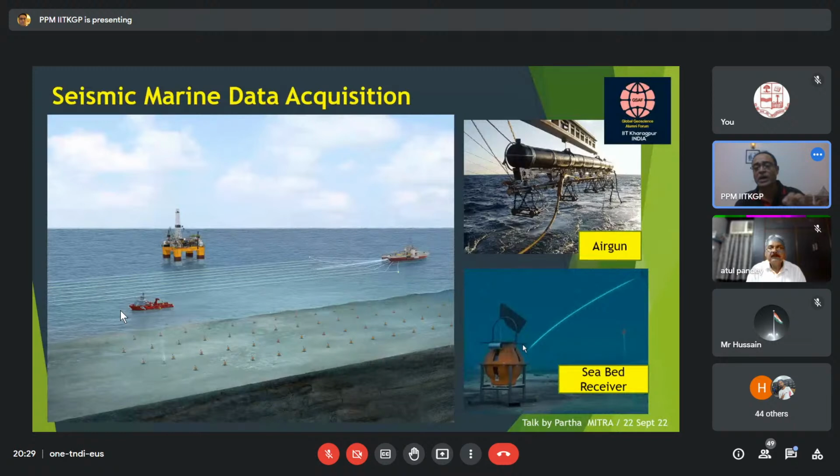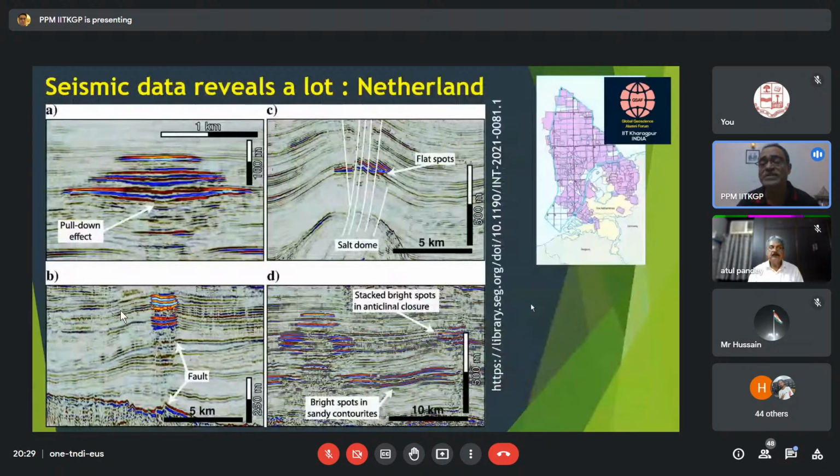sea surface level, sea water level, and then you just retrieve them. So these are very, very advanced techniques.